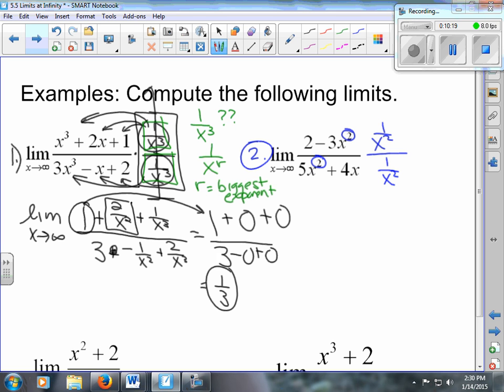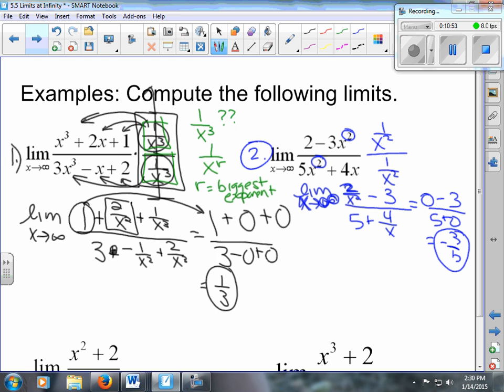And now you simplify that. And so you get 2 over x squared minus 3 divided by 5 plus 4 over x. And now we're going to use that little theorem that says that if you're doing the limit as x goes to infinity and you have a number, plain old number, divided by any power of x, then that is going to be 0. So you get 0 minus 3 over 5 plus 0. This answer is negative 3/5. Negative 3/5.